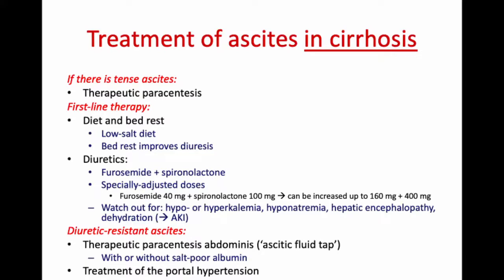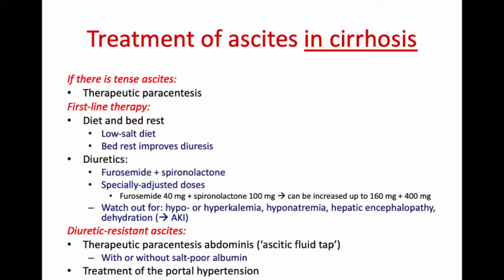And why once a day is because spironolactone half-life is prolonged in liver disease, and furosemide is a very brisk diuretic, so just once a day is enough. You can increase the dose gradually, maintaining the same ratio, and the maximum that you use is furosemide 160 and spironolactone 400. But there are complications like hypokalemia or hyperkalemia, hyponatremia, both of which can cause hepatic encephalopathy. And sometimes there can be dehydration and acute kidney injury.